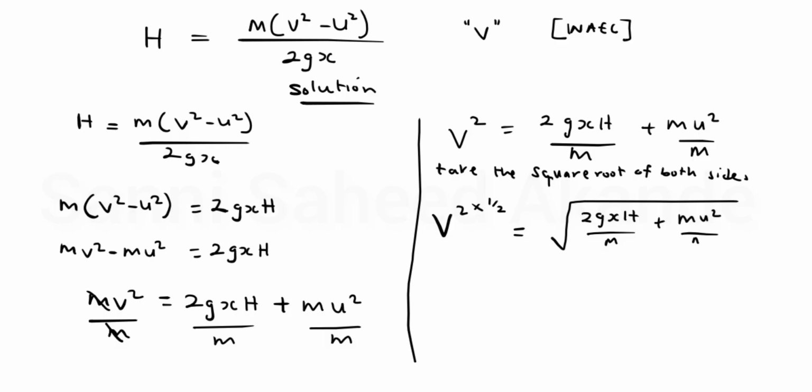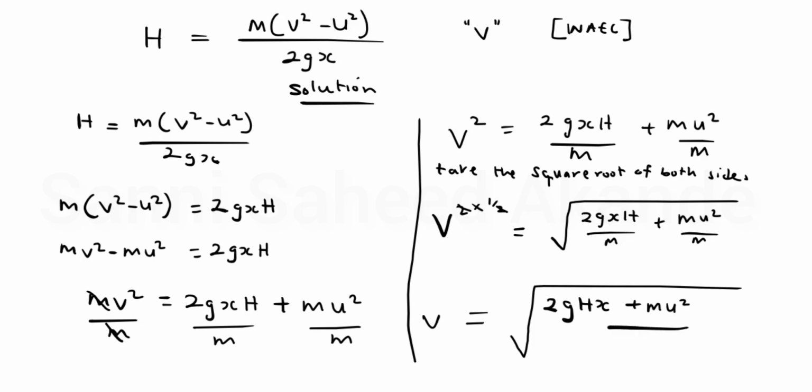All right, so these two will cancel this. We are now left with v to be equal to, then this is just addition of fractions with common denominator. So I will only add what I have at the numerator together, which is 2gx, then plus mu squared, then pick one out of the denominator, which is m. Is that understood? So this is the final answer to this question.